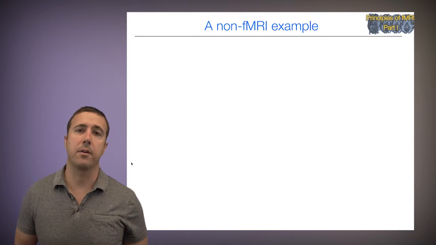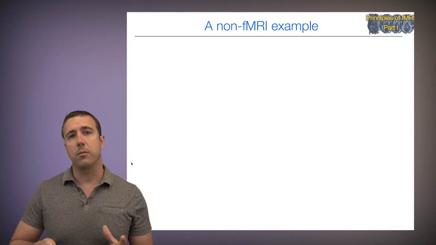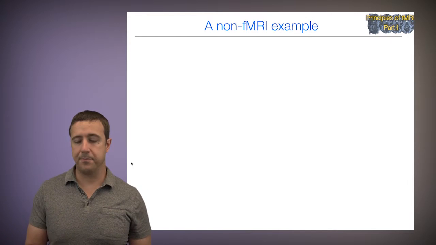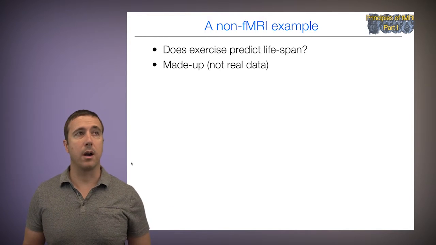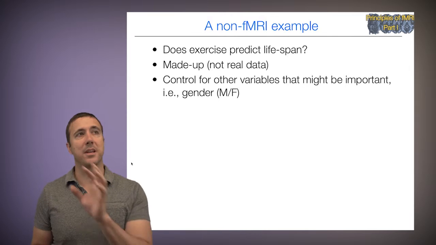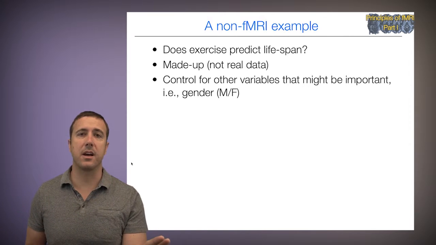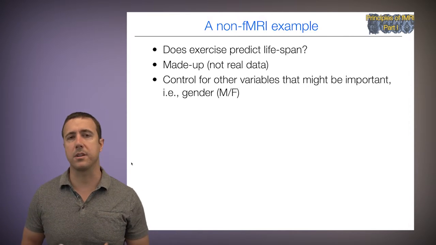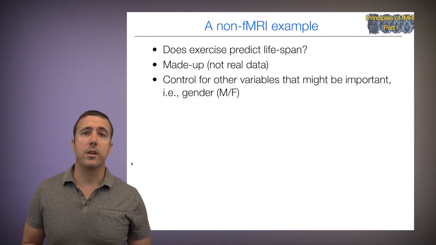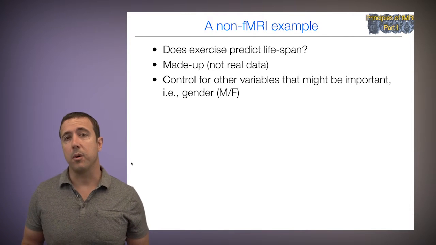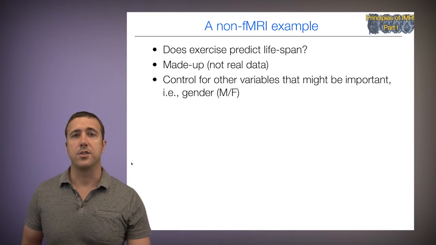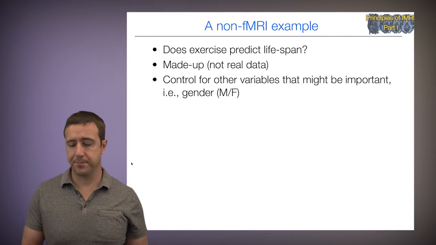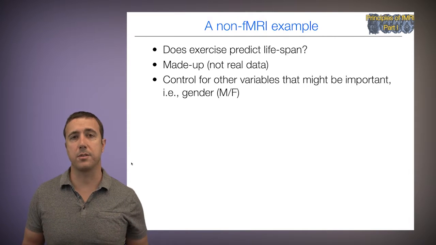Here's a non-fMRI example, and later we'll map this onto the fMRI context. In this example, I'm interested in whether exercise predicts lifespan. The outcome, this is made up data, is going to be lifespan. A predictor is going to be exercise intensity level or amount, which is a continuous variable. We'll introduce one other variable, which may or may not be important here. Let's say it's a covariate, and this is going to be gender, male or female. Now I've got two predictors in my model.